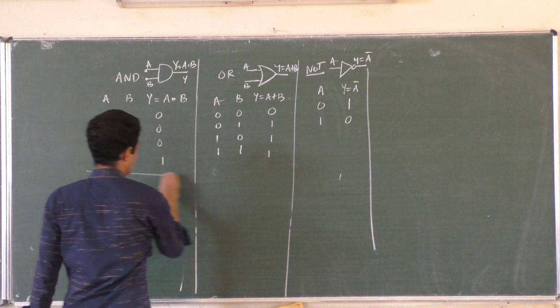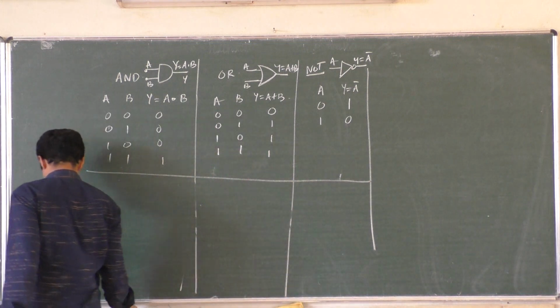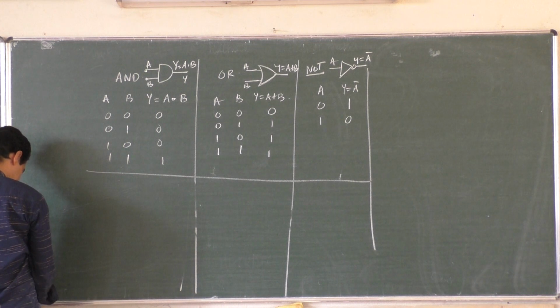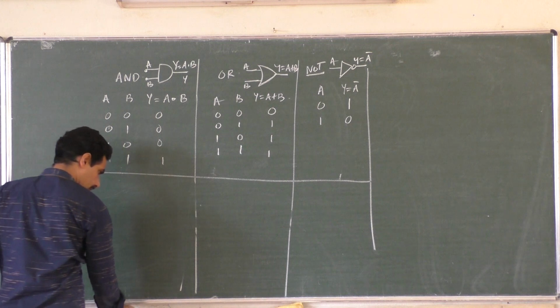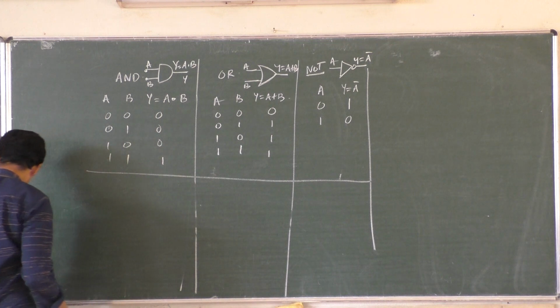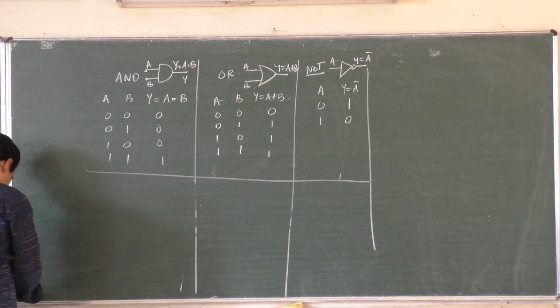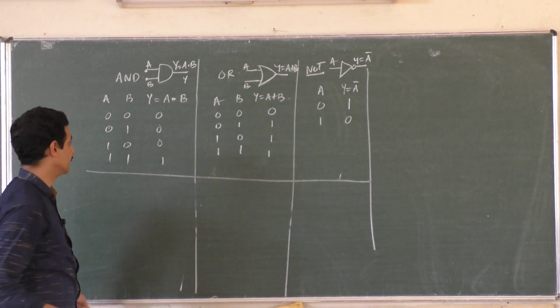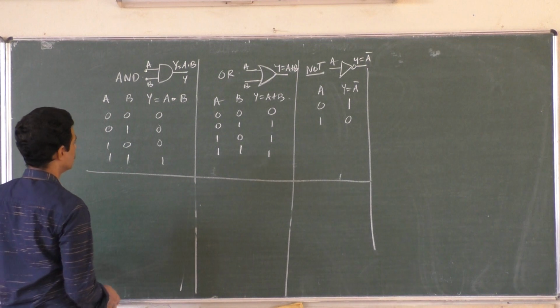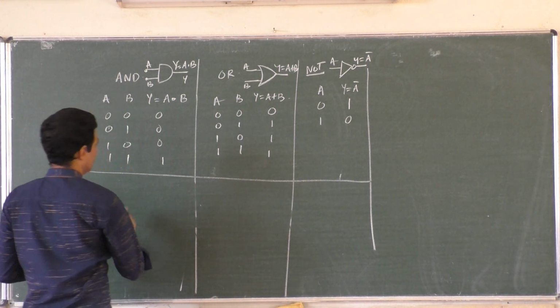Okay, so shall we write the NAND gate now? NAND and NOR gates, they are called universal gates. NAND and NOR gates are called universal gates because you can construct any gate from NAND and NOR gates. Using NAND and NOR gates, you can construct any type of gate. Okay, so how to write NAND and NOR gates?